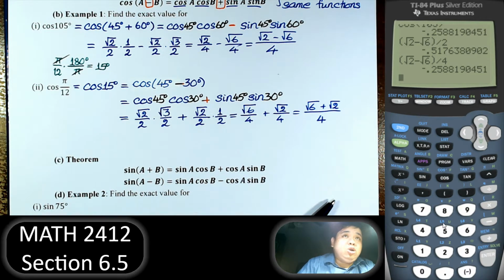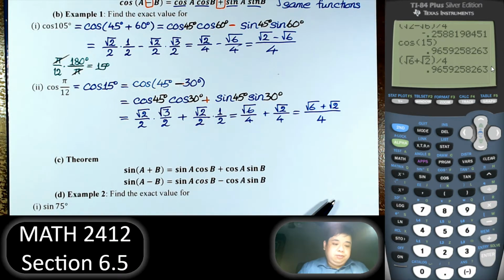Again, we should check cosine of 15 degrees. How about square root of 6 plus square root of 2, divided by 4, right?